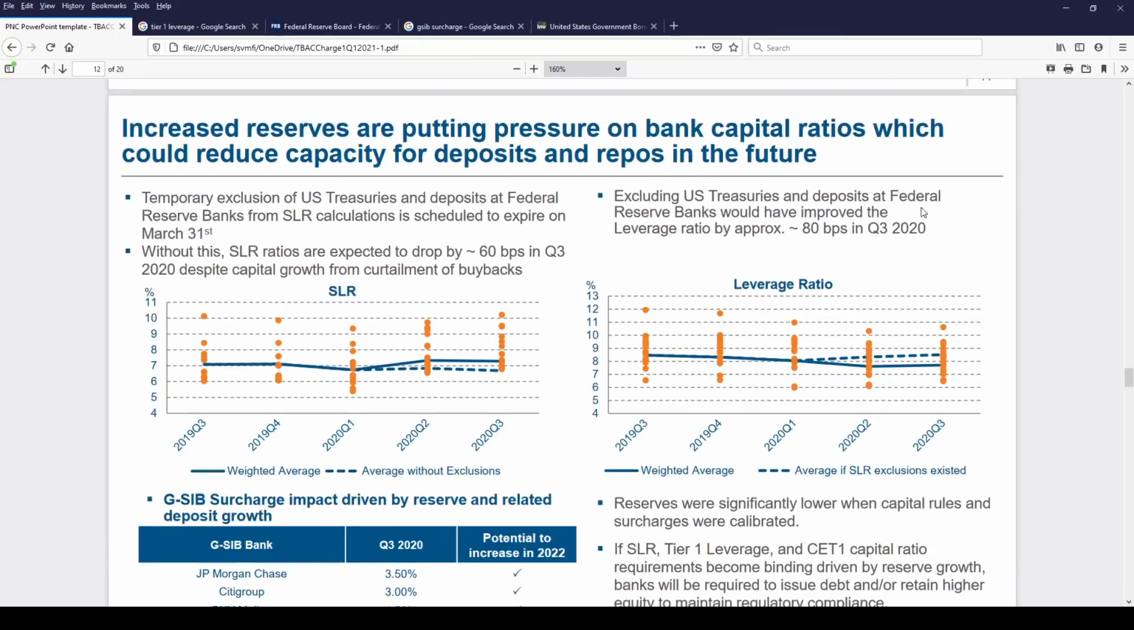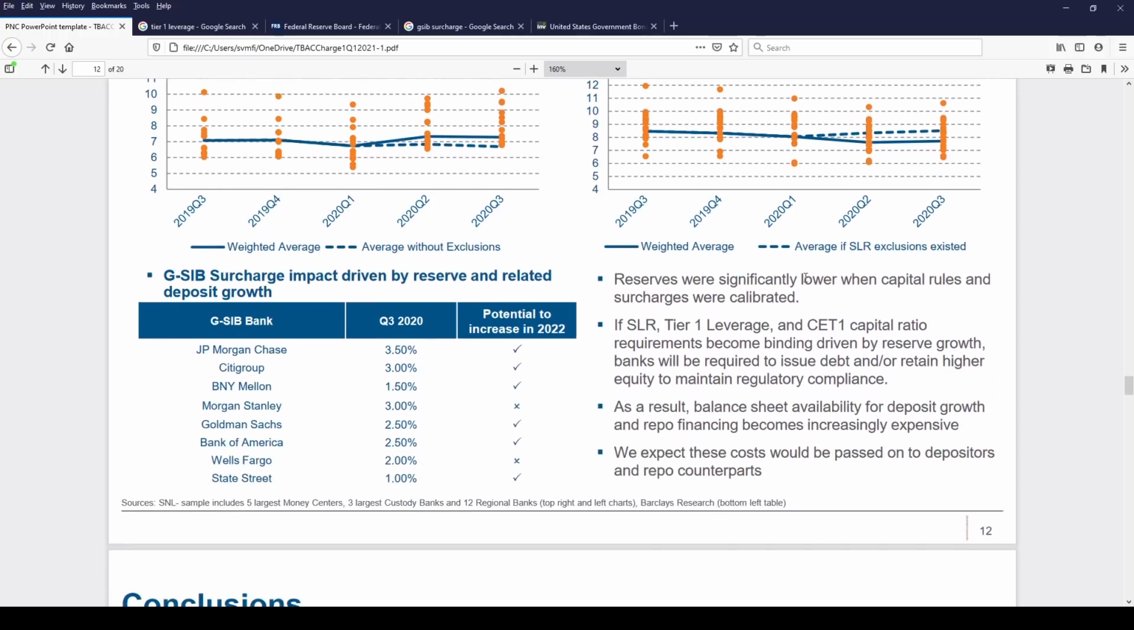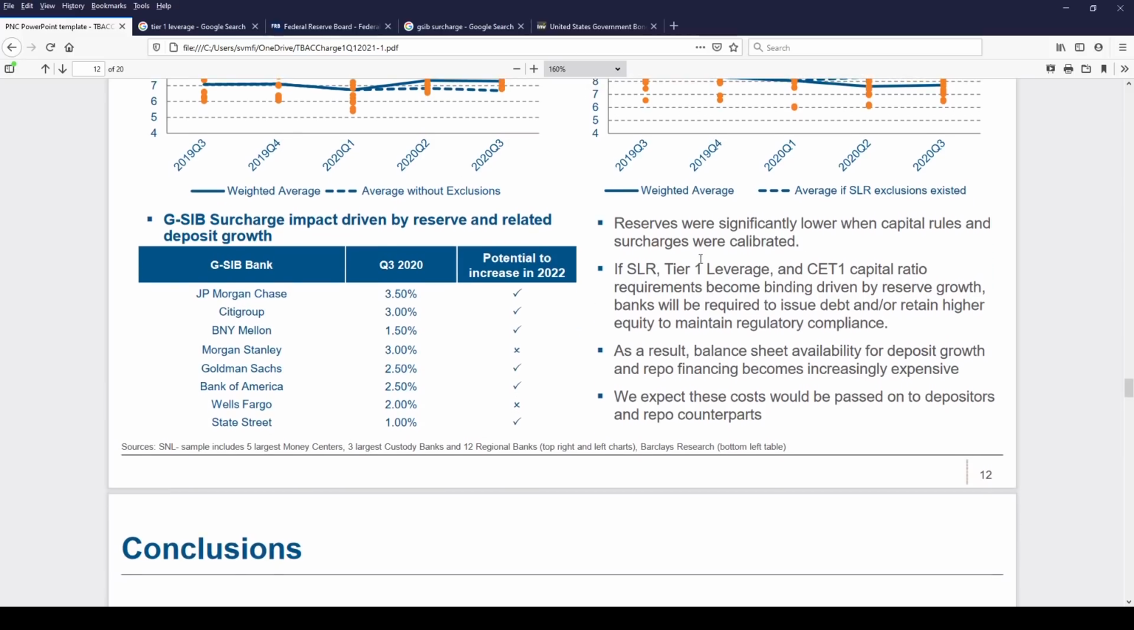Excluding U.S. Treasuries and deposits at Federal Reserve banks would have improved the leverage ratio by approximately 80 basis points or 0.8%. Reserves were significantly lower when capital rules and surcharges were calculated. If SLR, Tier 1 leverage, and CET1, and I don't know what CET1 is, capital ratio requirements become binding driven by reserve growth, banks will be required to issue debt and or retain higher equity to maintain regulatory compliance.